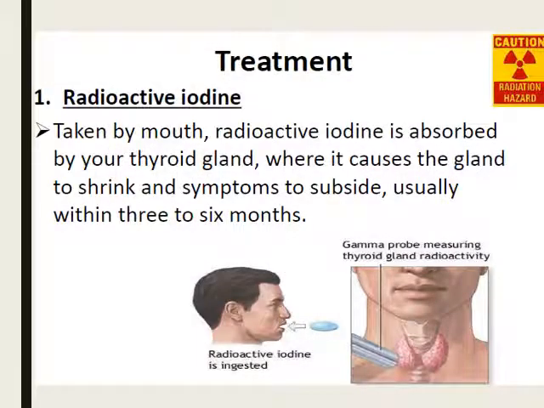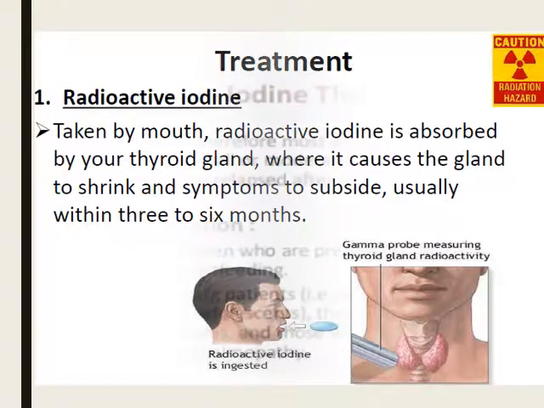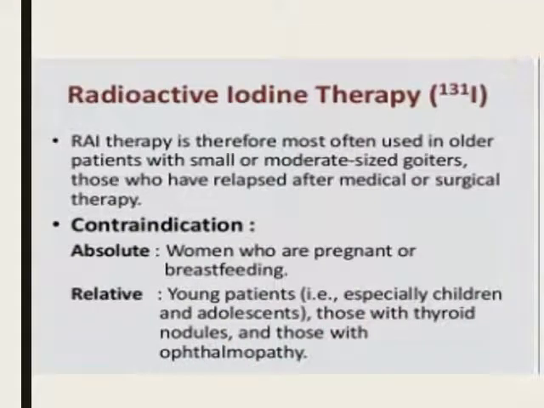Radioactive iodine is taken by mouth in the form of a capsule or powder mixed with juice, and it is absorbed by the thyroid gland, where it causes the gland to shrink and symptoms to subside. It usually takes 3 to 6 months, and it can be repeated after 6 months. Radioactive iodine therapy is most often used in older patients with small or moderate sized goiter, and those who have relapsed after medical or surgical therapy.